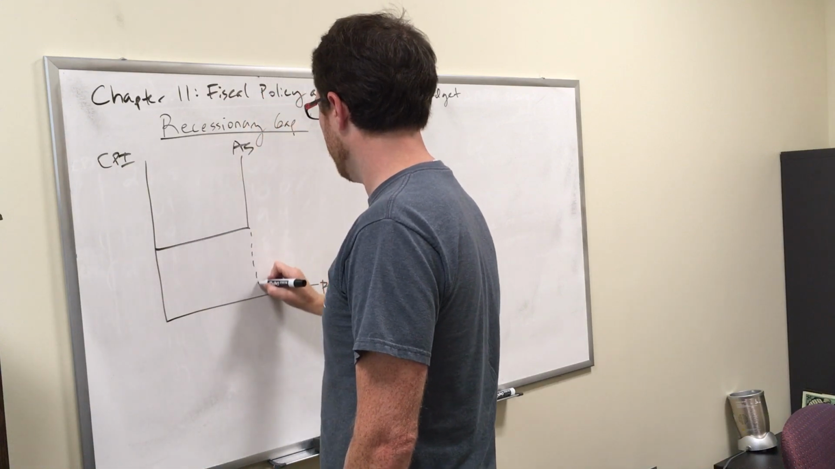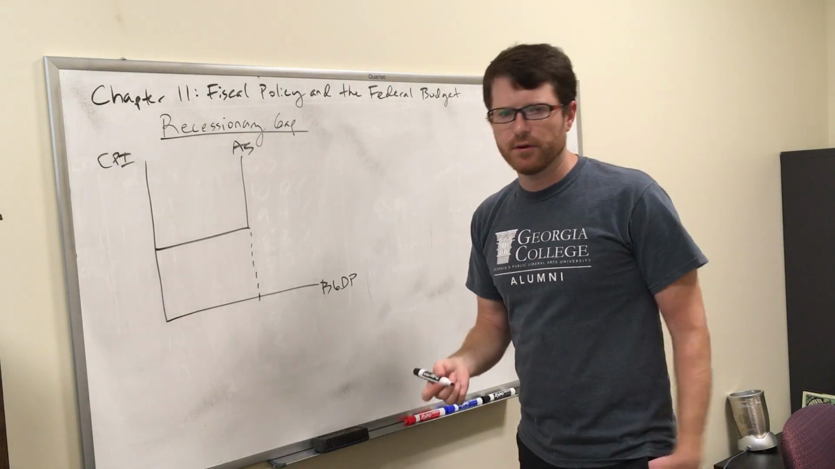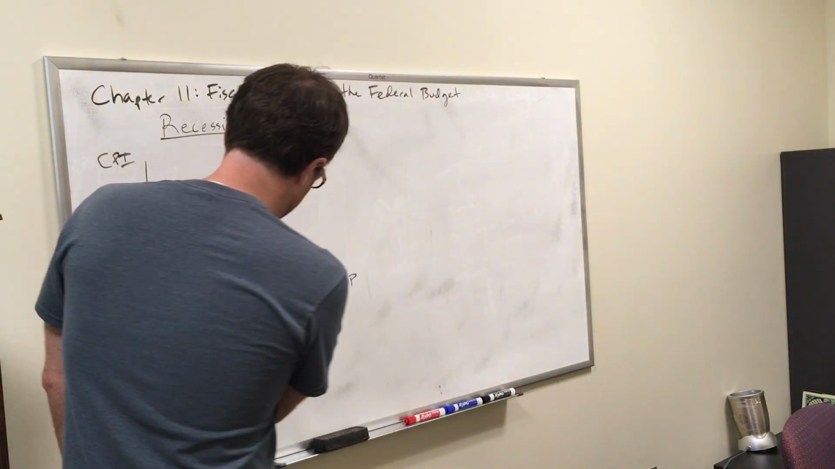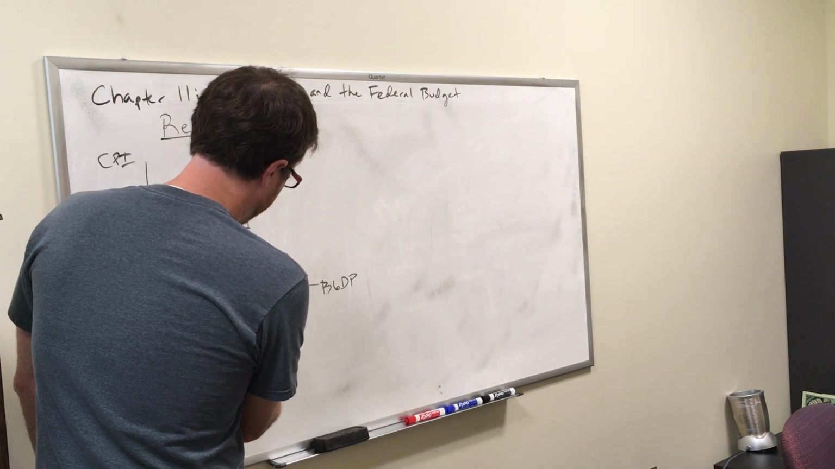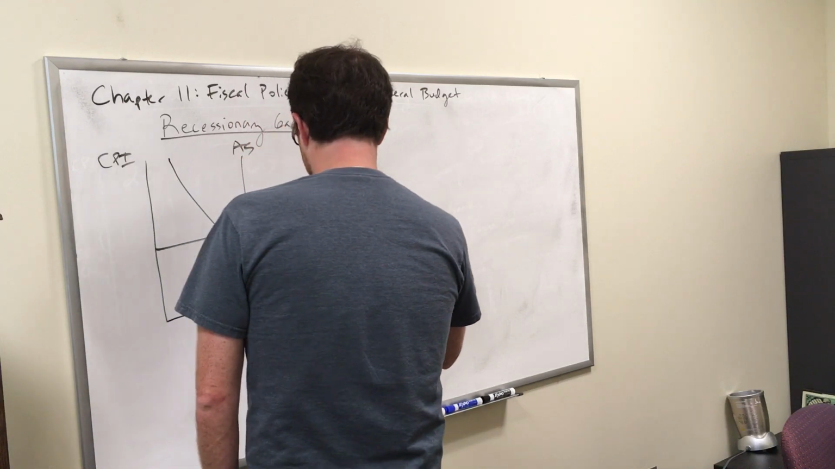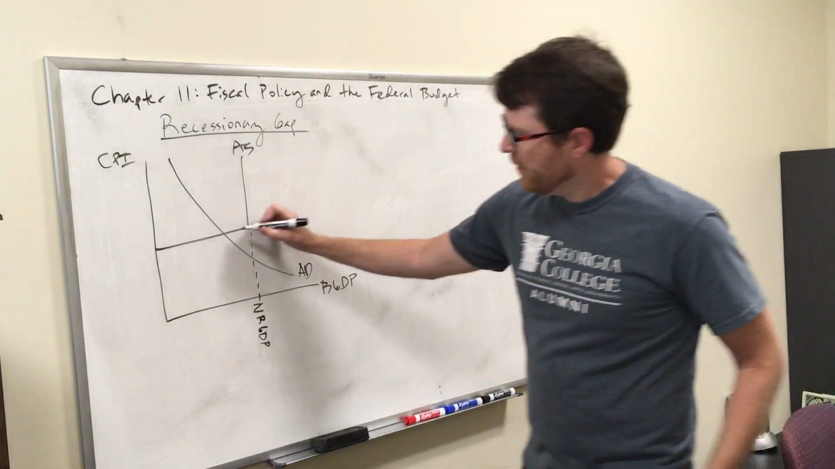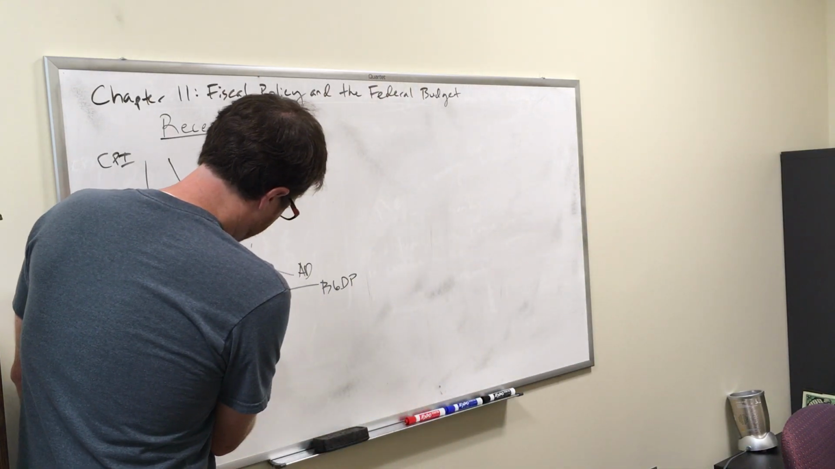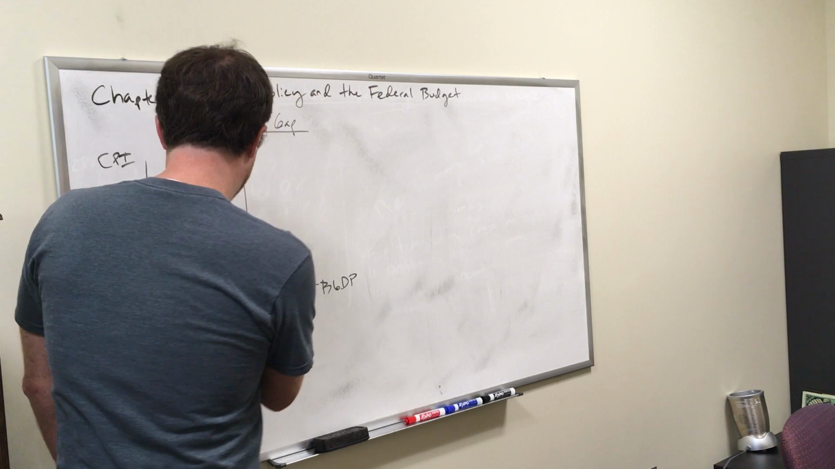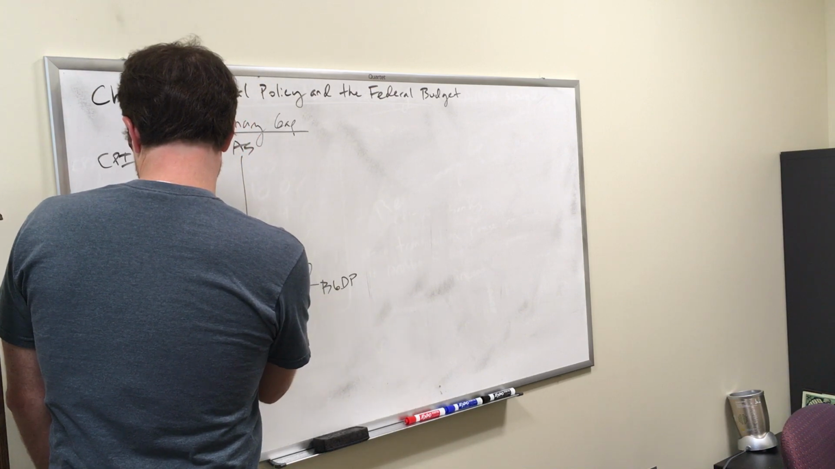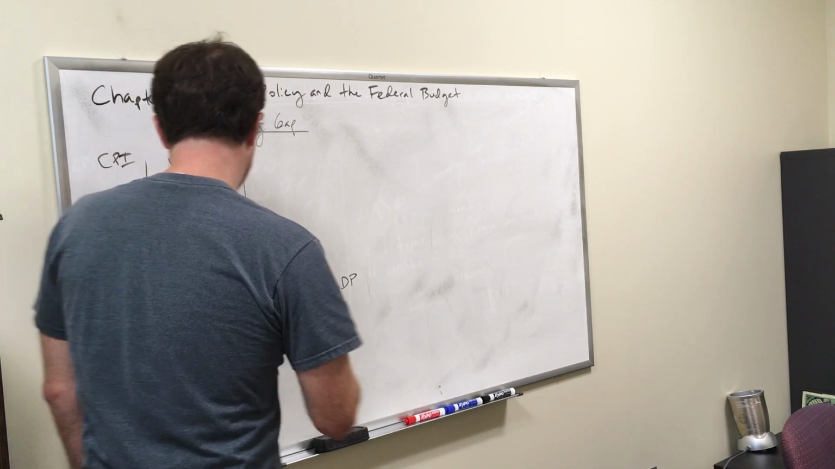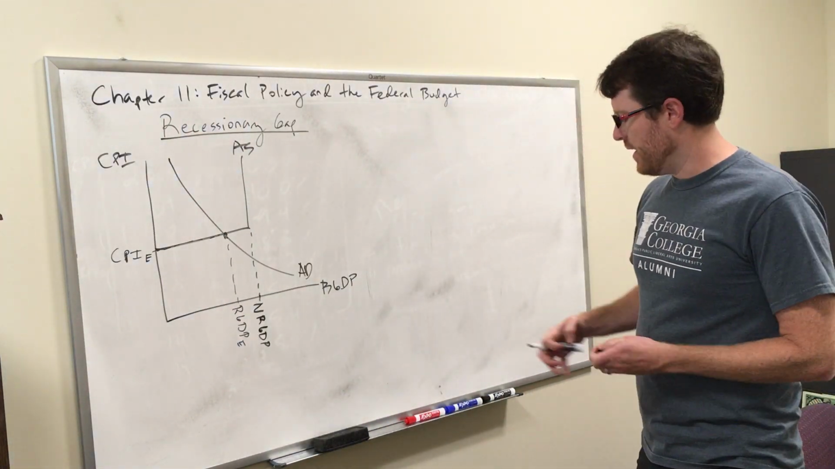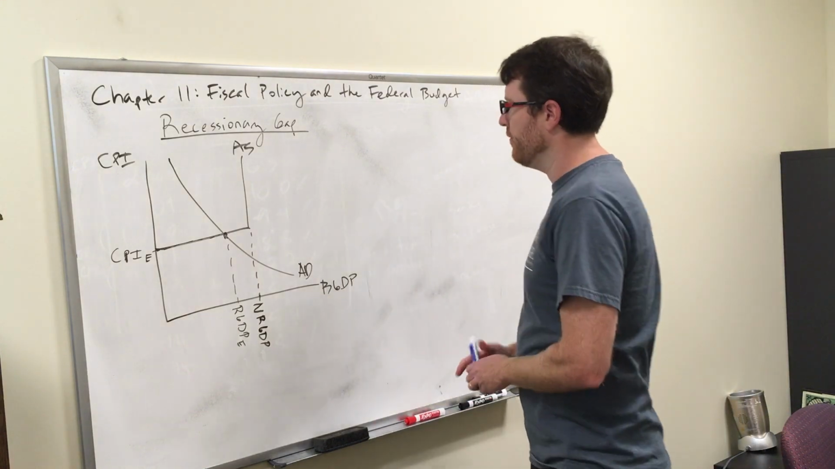So even though this is coming from Chapter 10, the material that we're doing, you're going to continue seeing in the future, so we're still going to be using these graphs. So here's our natural real GDP, and here's our aggregate demand, showing where our real GDP is, which is here, and our CPI. So hopefully your knowledge of this is well established at this point. And what Keynes would recommend is expansionary fiscal policy.